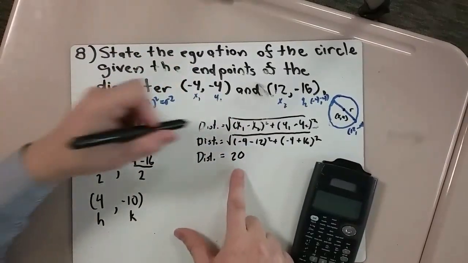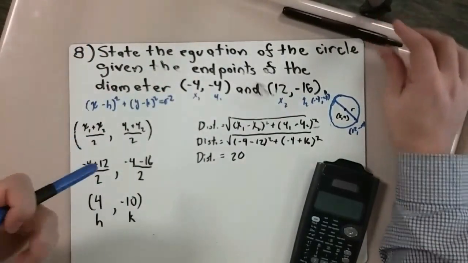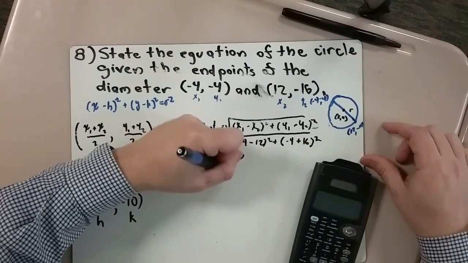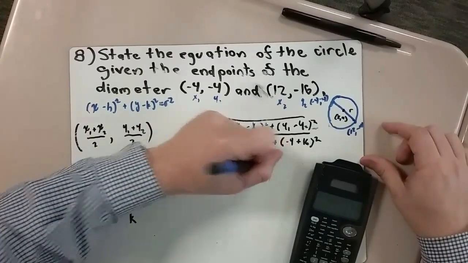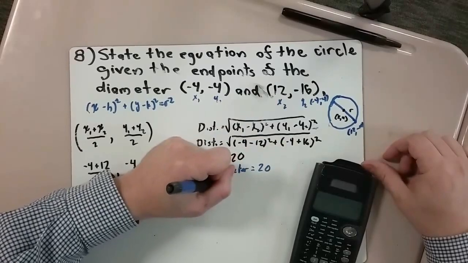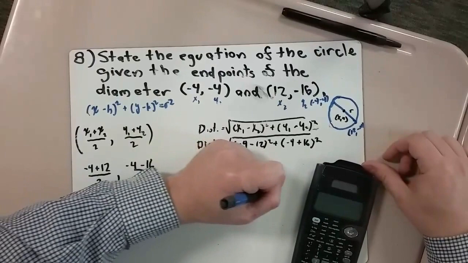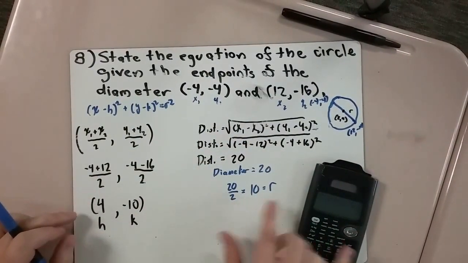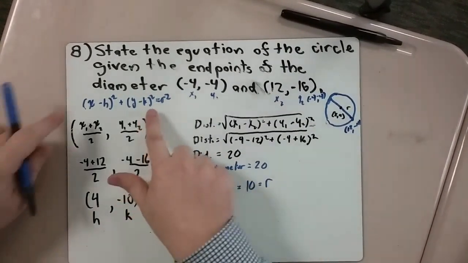Now remember, this is my diameter. So let's switch colors here. My diameter equals 20. To get the radius, I have to divide this by 2. So I'm going to say 20 divided by 2. I'm going to get 10, which then equals the radius. So now I have my h and k, and now I have my radius. I can plug those right into the standard form of the circle.